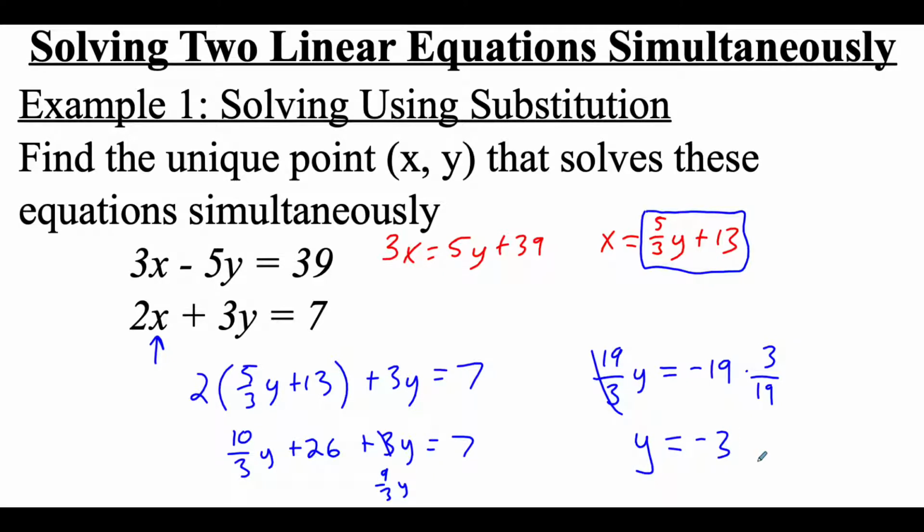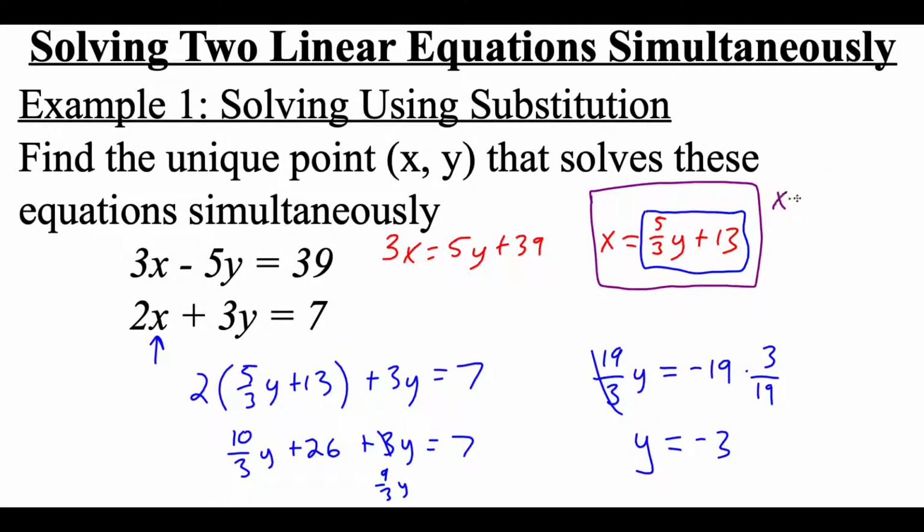Now I'm not quite done because I also need to find an associated x value that goes with this y value of negative 3. So I'm going to take this negative 3 that I just got for this y value. I'm trying to solve to find what x is. So I'm going to use this equation right here where we solved to get x alone, and I'm going to plug in the negative 3 for the y.